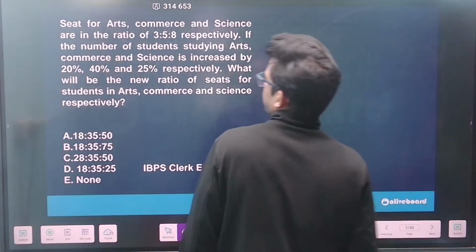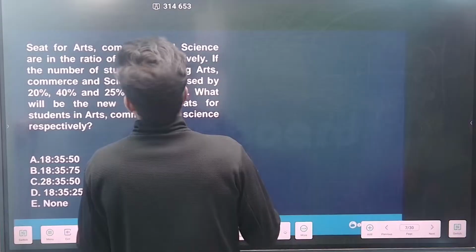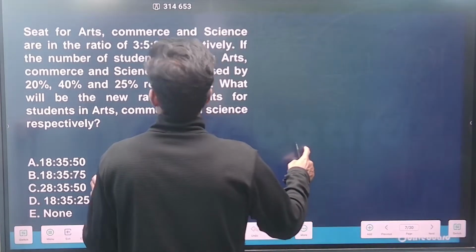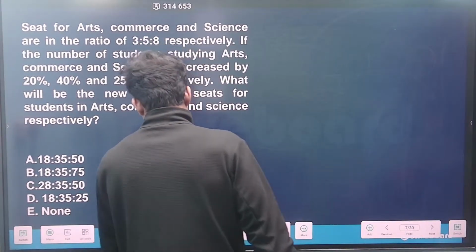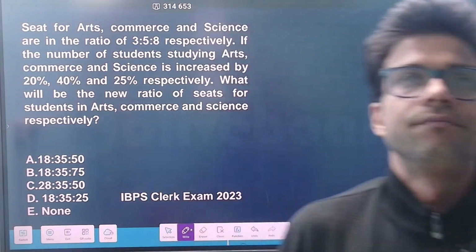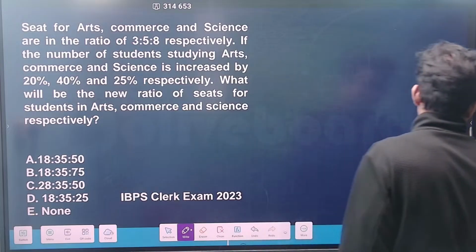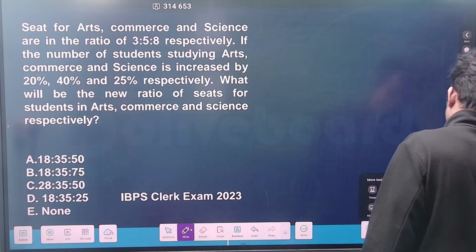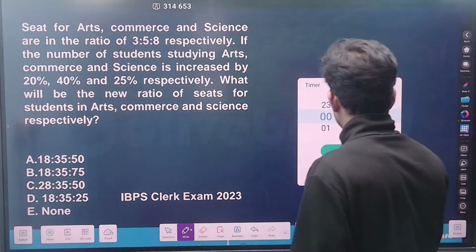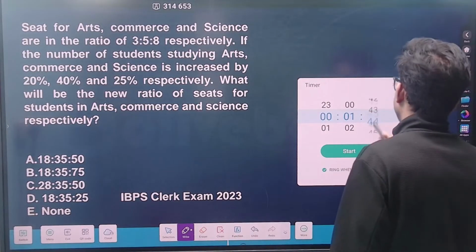Let's try the next one. And this was the question, guys, asked in IBPS Clerk 2023, I would say. Let me give you the timer. 1 minute 30 seconds.